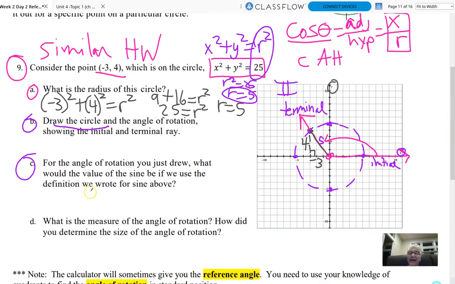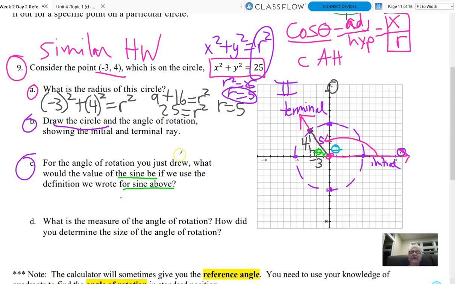Now, the value of our sine for this angle. I'm going to say this angle here between the initial ray and the terminal ray. I'm sorry, that's not the reference angle. I wrote the wrong thing. Hold on. That's your angle of rotation. This is your reference angle right here, theta little r. And that theta little r is going to be your definition of sine.